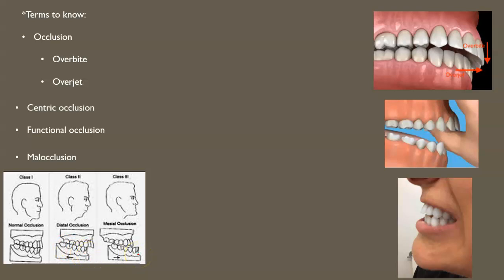And then we have our class 3, which is known as mesial occlusion. And again, just noting where that maxillary first molar cusp is now lined up. We can now see that the mandible is more mesial, or more forward, in comparison to the maxillary arch. So these are the 3 types of classifications that we would classify a patient into once we're doing the exam and looking to see how they occlude.